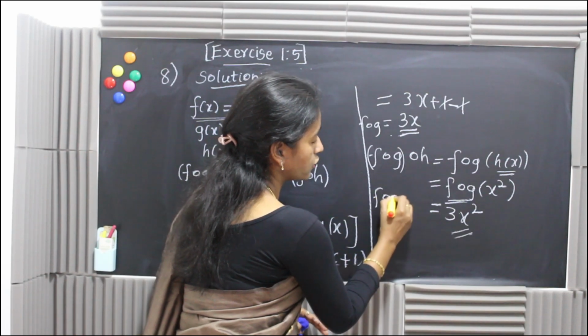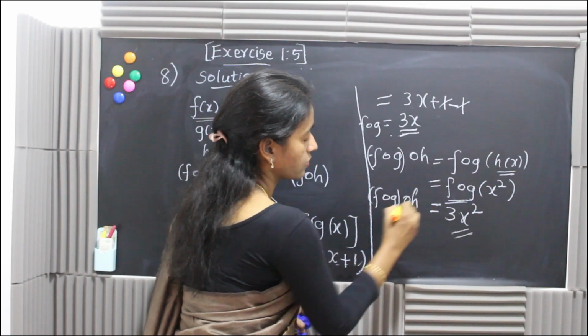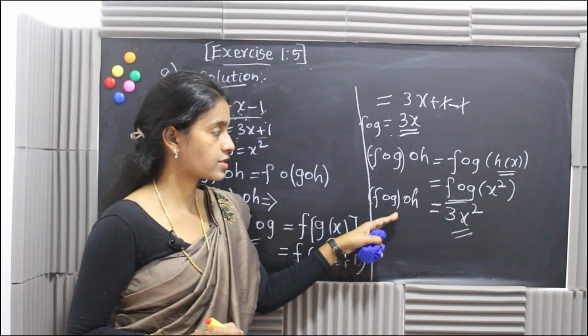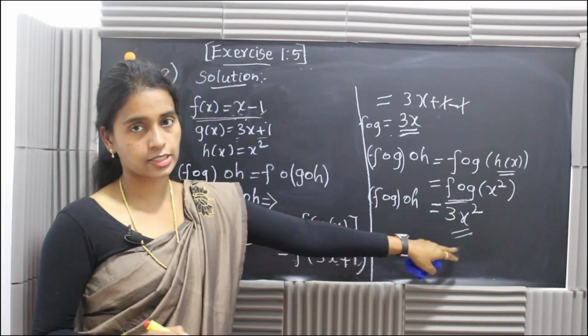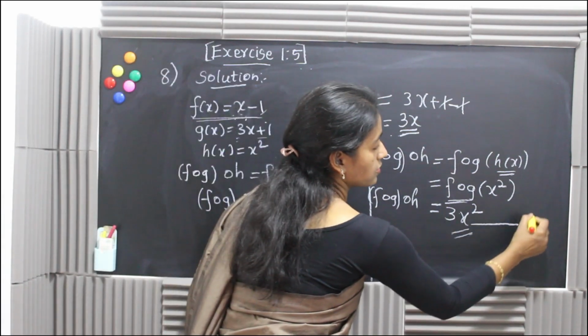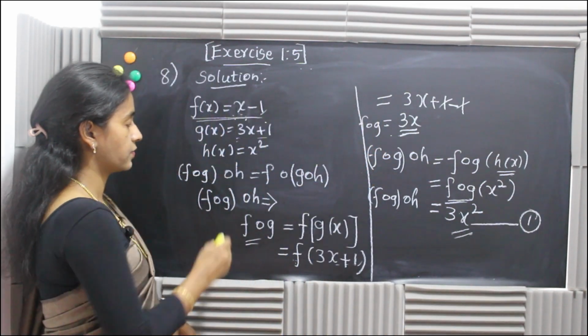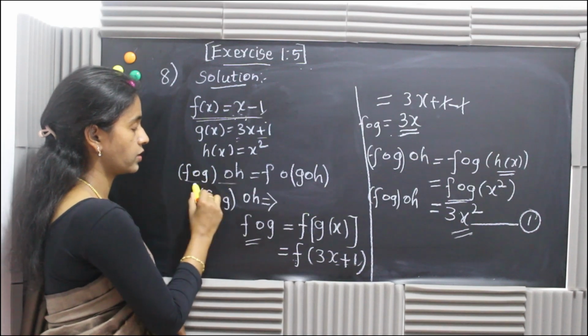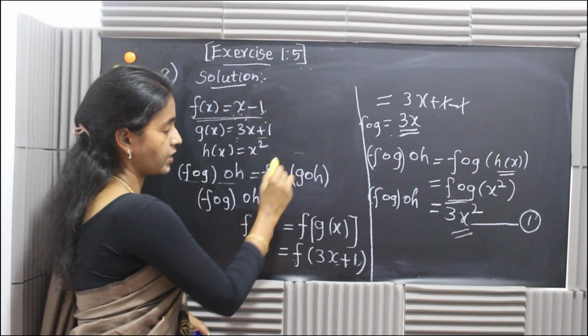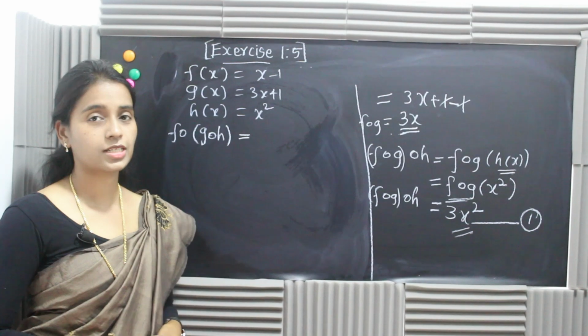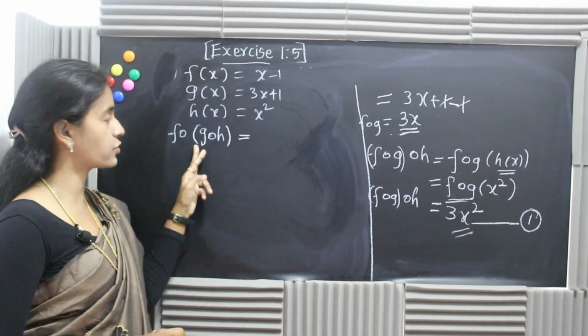f of g of h. What is the answer of LHS? 3x square. We can take this as equation number 1. Okay. We found the answer for this one. Now we are going to find out the answer for this. Now we can solve this f of g of h.